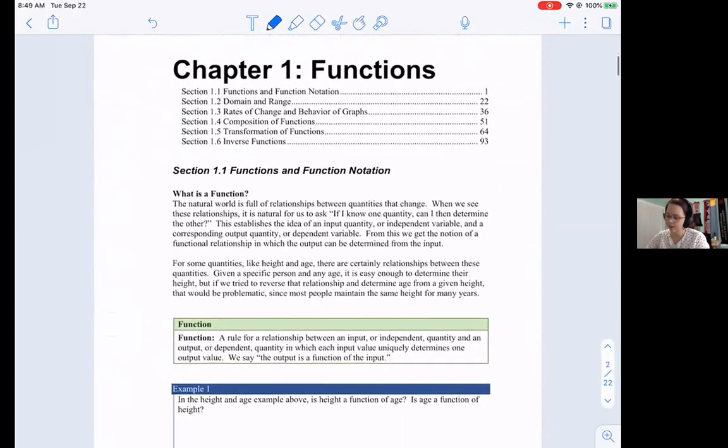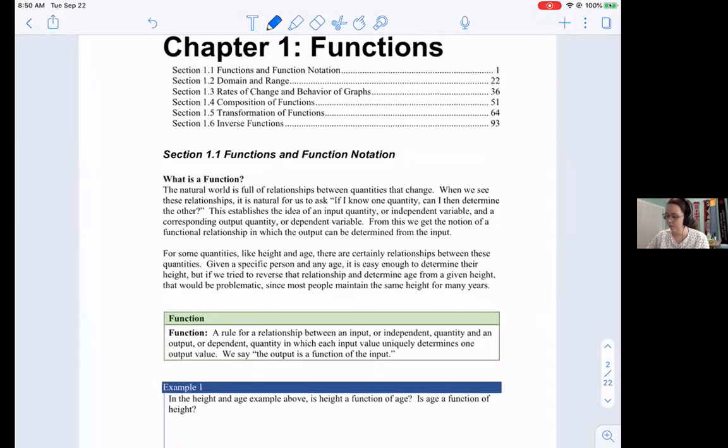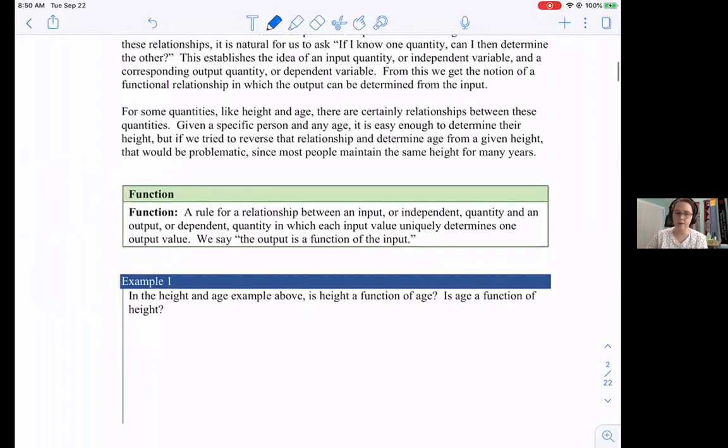All right, so what we're looking at today are functions, and how we determine if a relationship is a function, how do we determine if something is a one-to-one function, how do we find outputs given an input for a function, and how do we solve for inputs given an output of a function via graph, table, and equation. So a function is a rule for a relationship between an input or independent quantity and output or dependent quantity in which each input value uniquely determines one output value. We say the output is a function of the input.